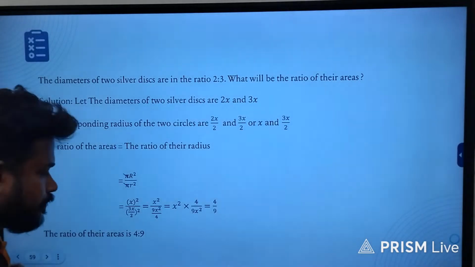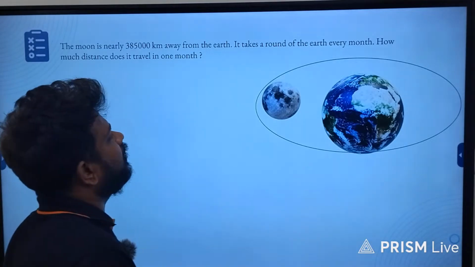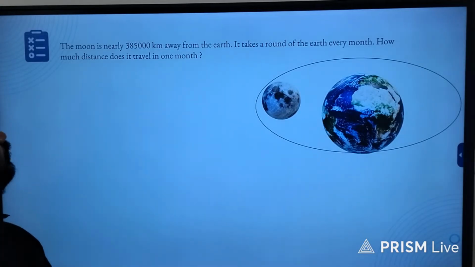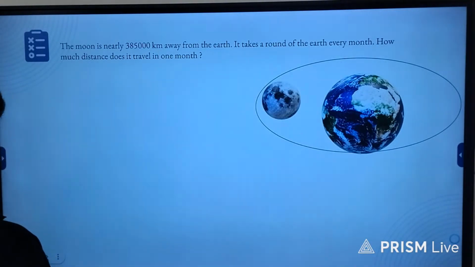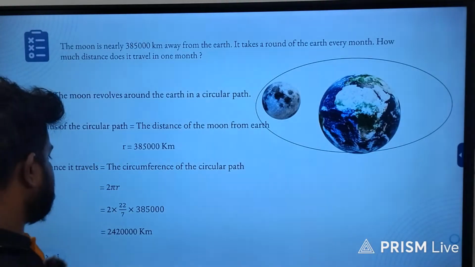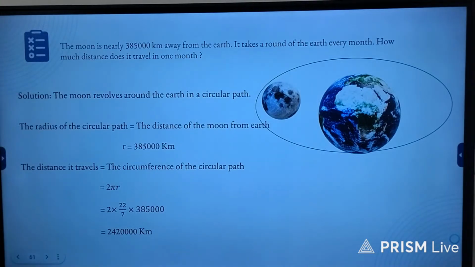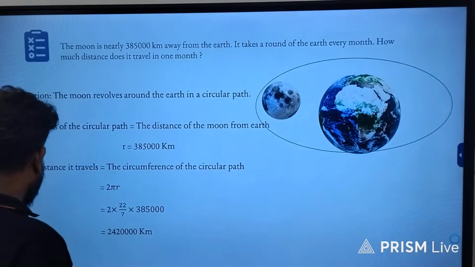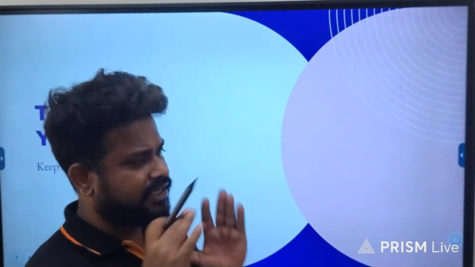Okay. Next one, the moon is nearly this much km away from the earth. It takes a round of the earth every month. How much distance does it travel in 1 month? So it will be 2 pi r, and r will be this. So the answer will be 2 pi r, and that will be 2420000 kms.